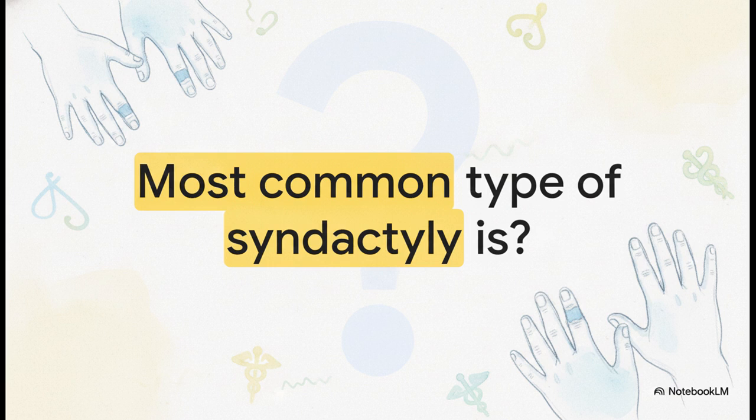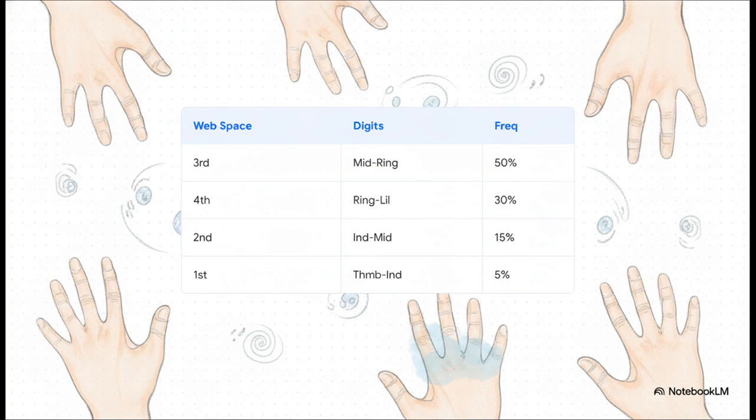What is the most common type of syndactyly? Option A, middle finger, ring finger. Option B, ring finger, little finger. Option C, index finger, ring finger. Option D, thumb, index finger. Or Option E, index finger, middle finger, ring finger. Option A is the correct answer. Middle finger, ring finger is the correct answer.